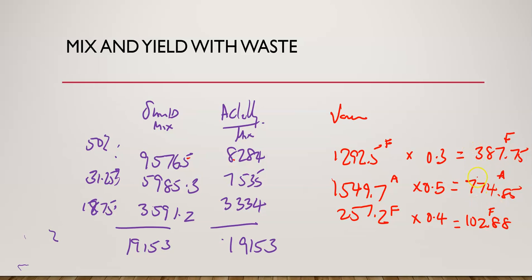So I literally add these two together, 102.88 plus 387.75, and take that away from 774.85, which gives you 284.22, and that's an adverse variance. So that's the mix variance.